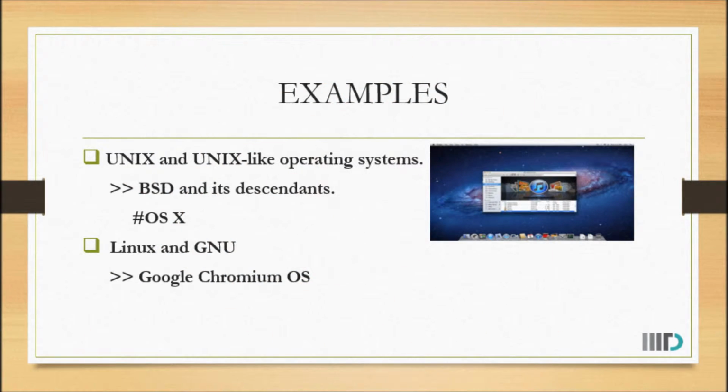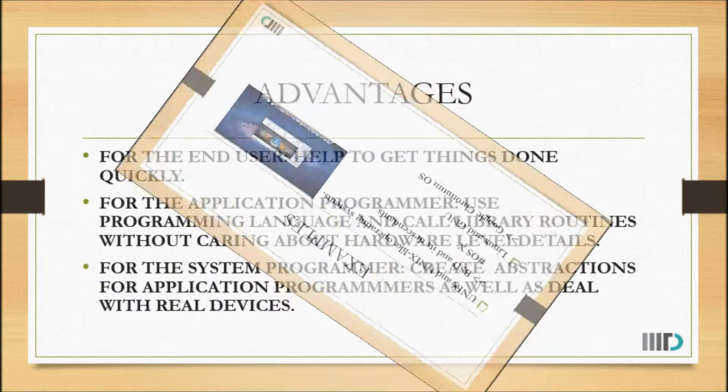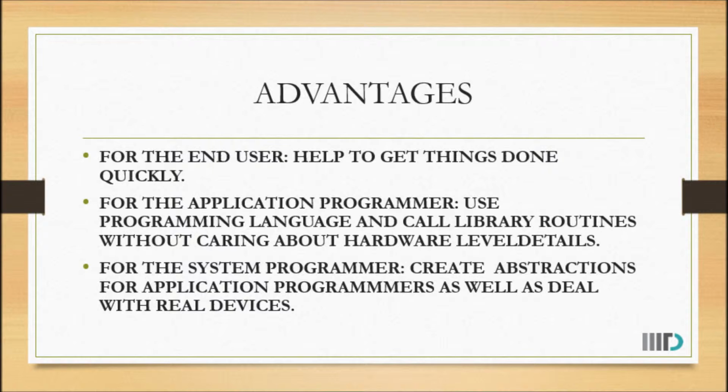Examples of operating systems: first, Unix and Unix-like operating systems. Second, Linux and GNU. Advantages of the operating system: first, for the end user, it helps to get things done quickly. Second, for the application programmer, use a programming language and call library routines without caring about hardware level details. Third, for the system programmer, create abstractions for the application programmers as well as deal with real devices.